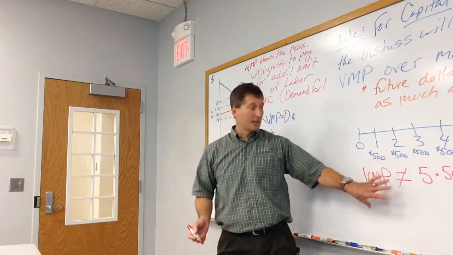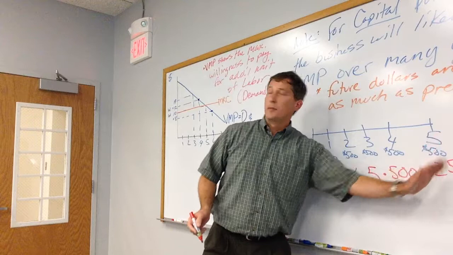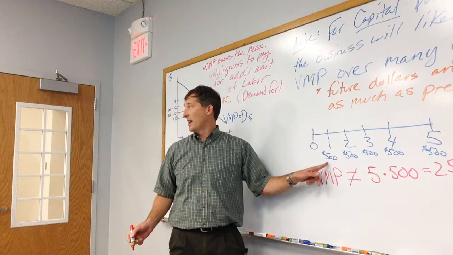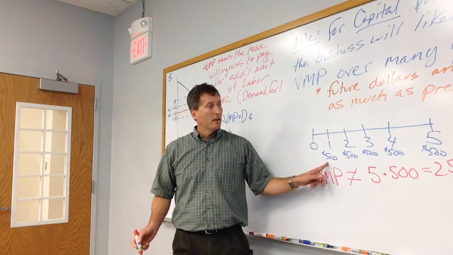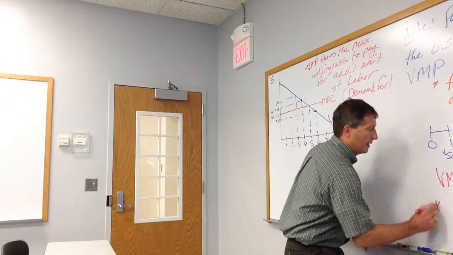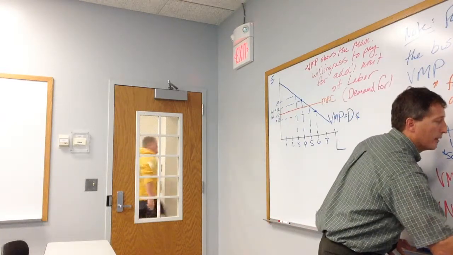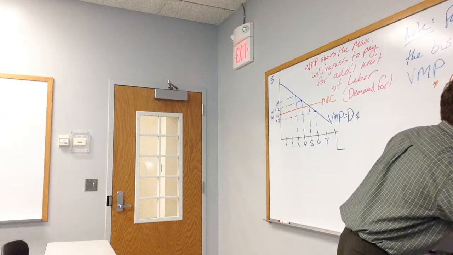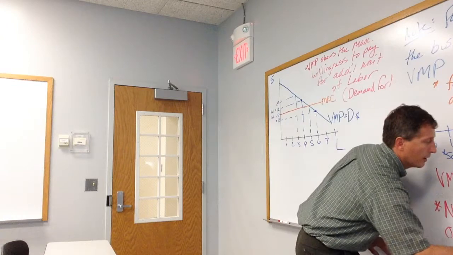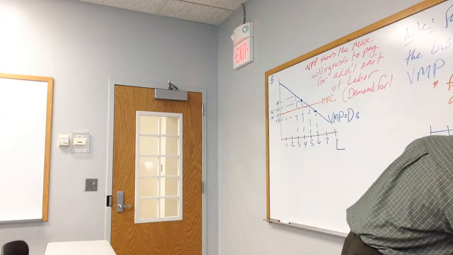The value of the marginal product of the computer is not equal to the simple sum of that money, because $500 5 years from now isn't nearly as precious as $500 this year. And so what you need to do is find the present value of the future $500 payments or $500 VMPs.